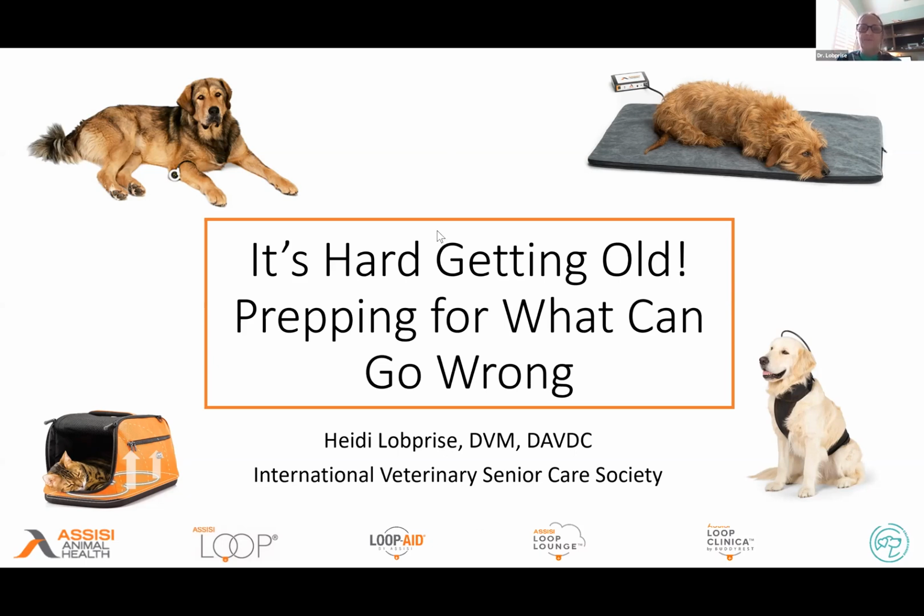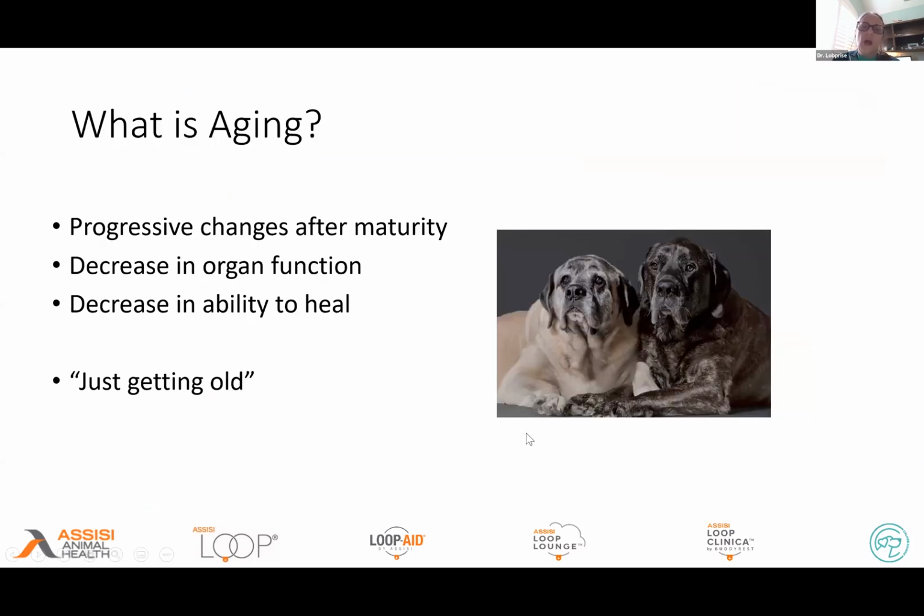But we're going to talk about getting old with our patients and how we can prepare for what can go wrong as they start to get old, or for the changes that we see. So as we look at these particular patients, when we talk about aging itself, that's basically once we are mature adults, these are progressive changes that happen after we reach maturity. These progressive changes are declines. They are decreases in how our organs function.